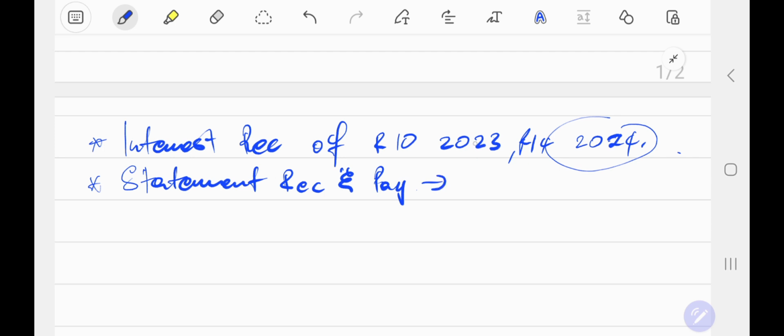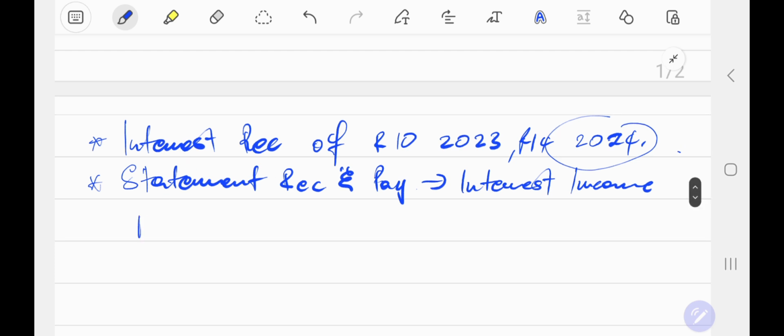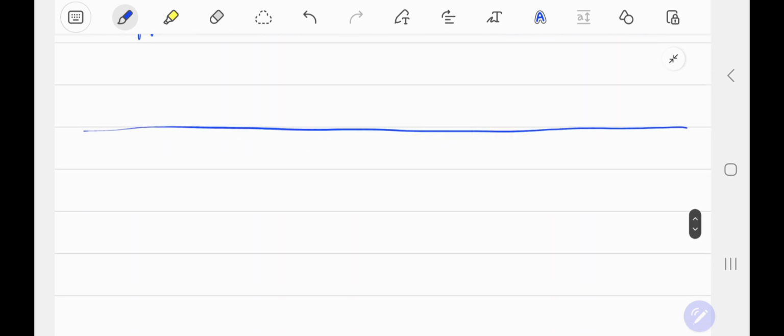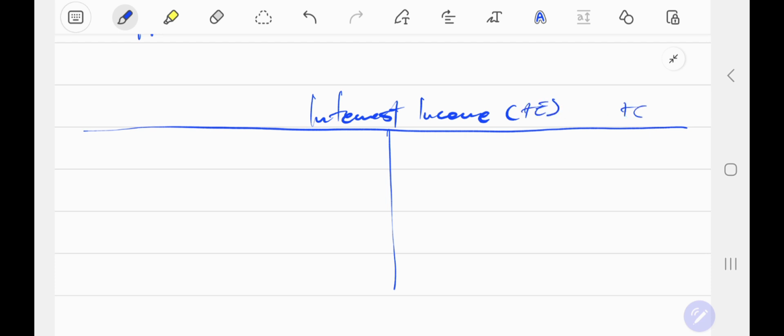So if they tell you that on the statement of receipts and payments, the interest income that was received for the year is, let's say, 18 rand, how are you going to record this information? We are simply going to open the account of interest income. This is income, so it increases equity on the credit side and decreases equity on the debit side.